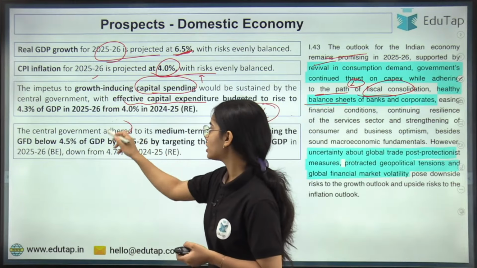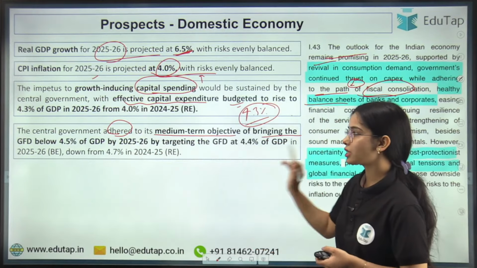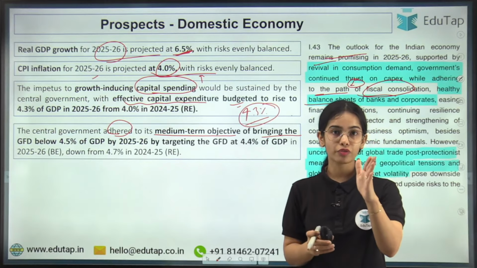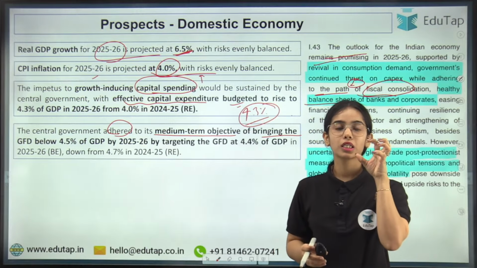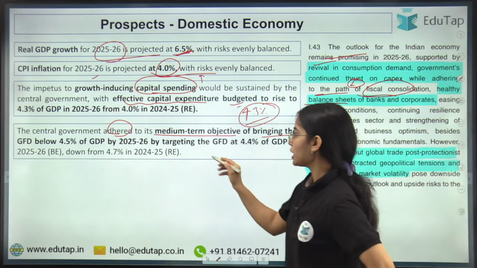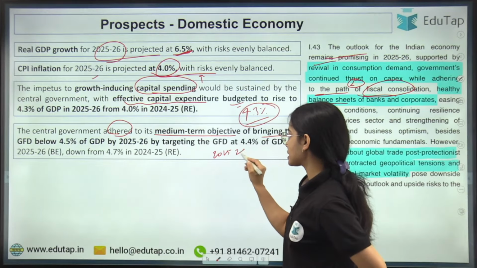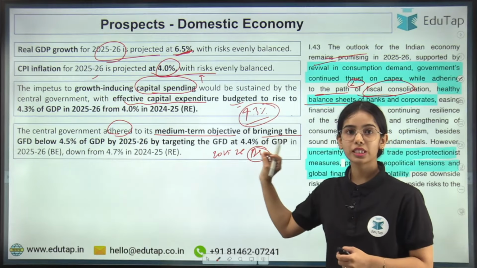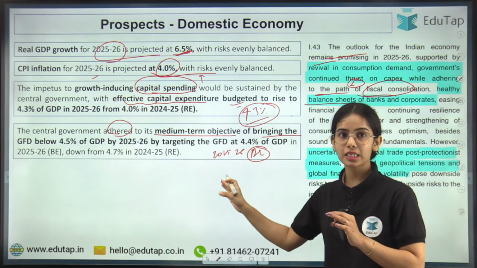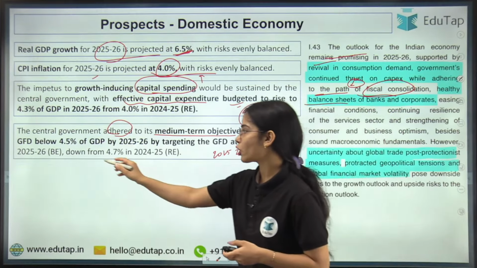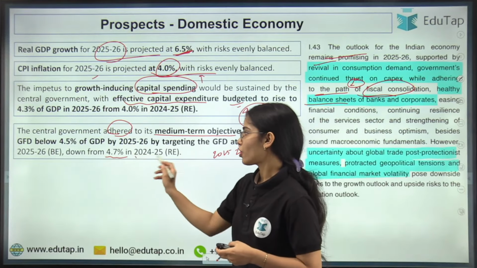The central government adhered to its medium-term objective of bringing the gross fiscal deficit below 4.5%. So this is the target of the government, that we have to decrease the fiscal deficit below 4.5%, and that's why, as per the 2025-26 budget estimates released in the union budget, the gross fiscal deficit for 2025-26 is targeted at 4.4% of the GDP. That will be down from 4.7% in 2024-25.